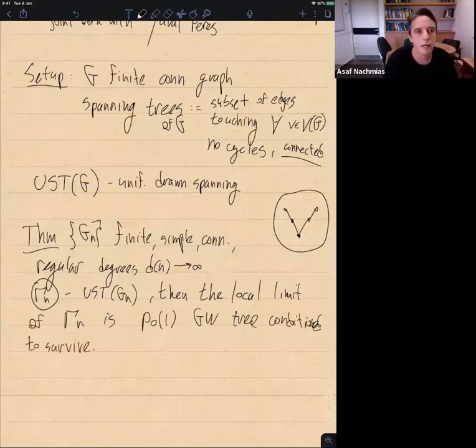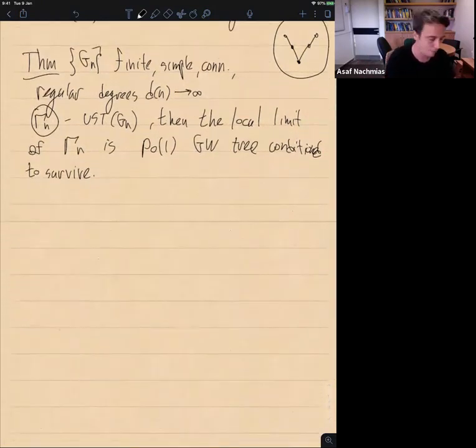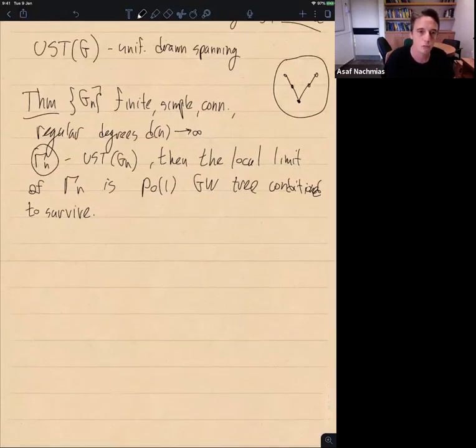And instead of defining to you formally what is a Poisson 1 Galton-Watson tree conditioned to survive, let me just tell you how you sample such a thing. And then I will also, instead of telling you what is a local limit, I will just tell you what kind of things you can compute from this theorem, and then it more or less should be clear.